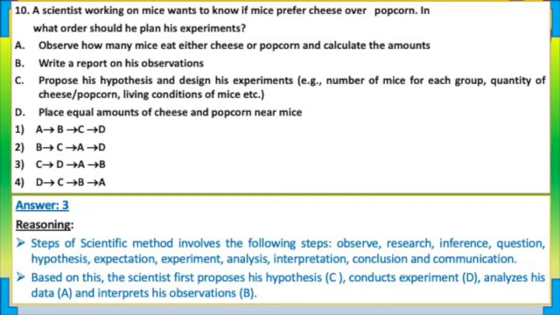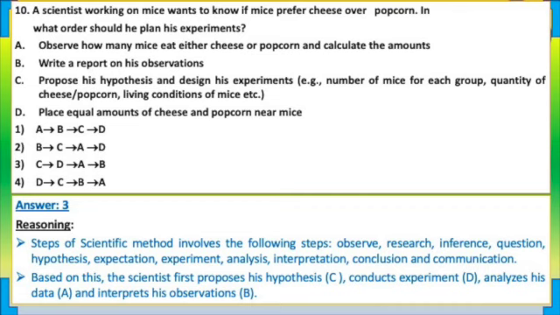Option 1. A, B, C, D. Option 2. B, C, A, D. Option 3, C, D, A, B. Option 4, D, C, B, A.